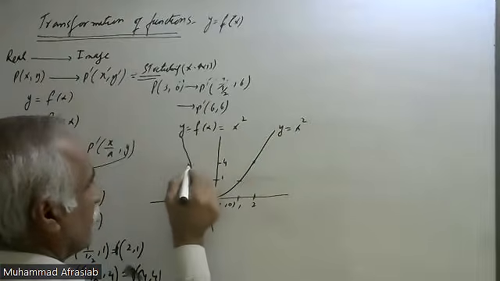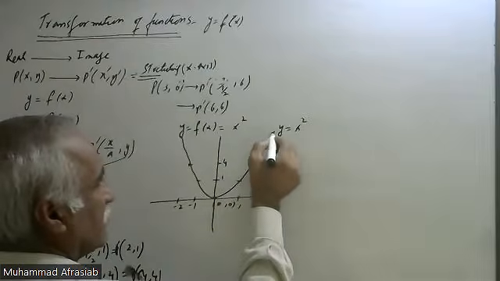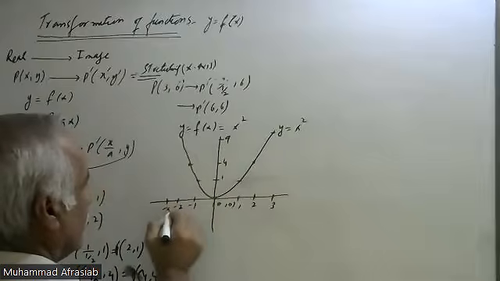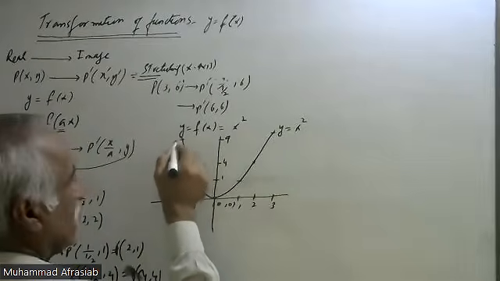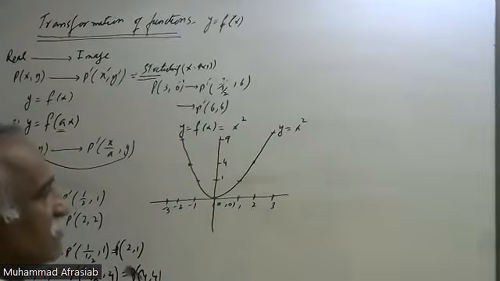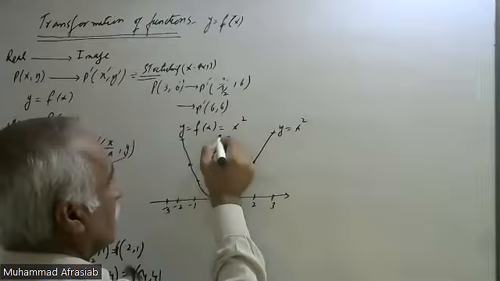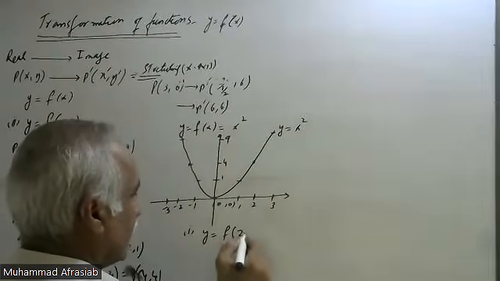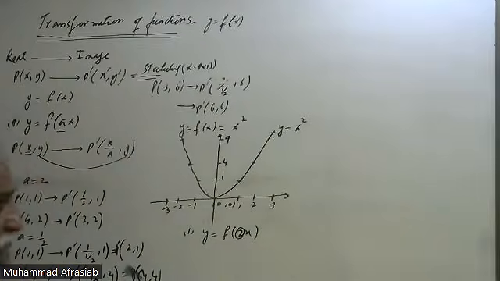For -2, it is also 4. For 3, let's say that is 9. And for -3, it is also 9 here. So this is the graph of y equals f of x. Now we have to draw the graph of y equals f of ax, where the value of a is equal to 2.